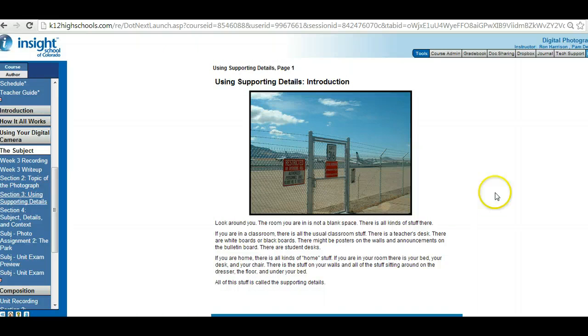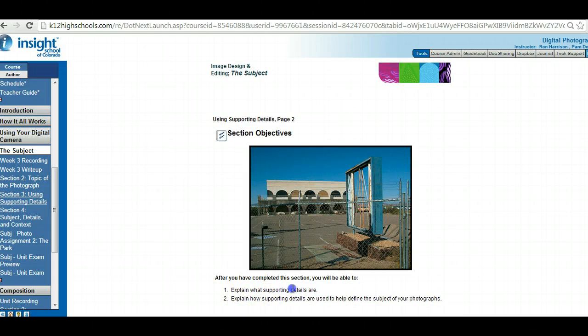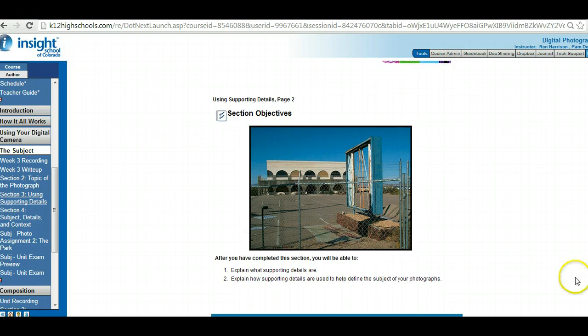Okay, supporting details. Look around you, the room you're in, your bedroom, your living room, your kitchen, wherever it is, it's not blank. There's all kinds of stuff in there, right? So if you're in a classroom, there's the usual classroom stuff, the teacher's desk and all that. If you're at home, there's your bed in your room, your desk, your chair possibly, and even the stuff on your walls. Those are all supporting details. Just like this picture of this airport, those signs are supporting details. Now we're going to learn more about supporting details, explain what they are, and explain how they help you define the subject in your photographs.